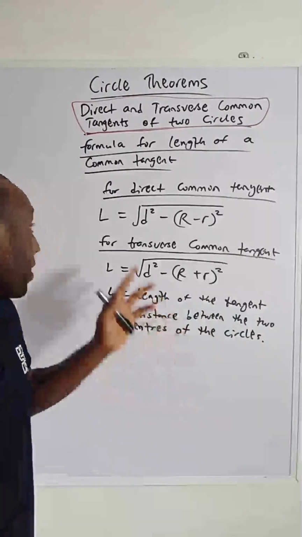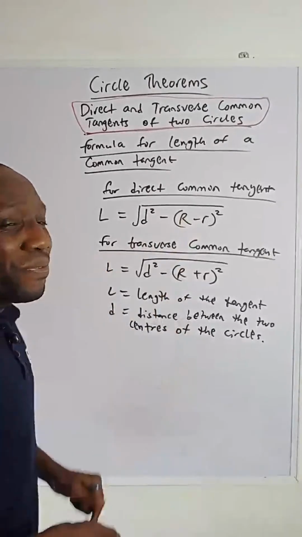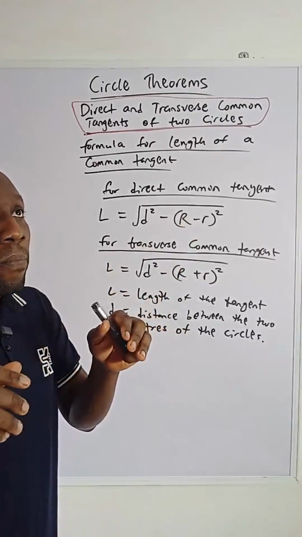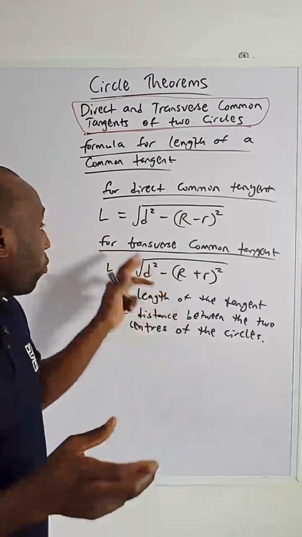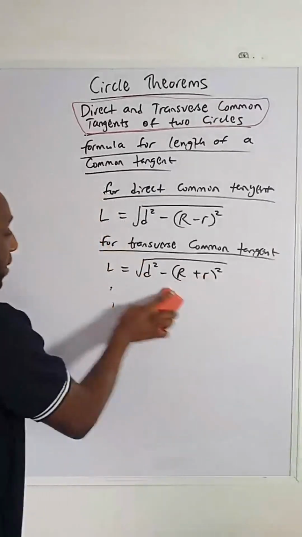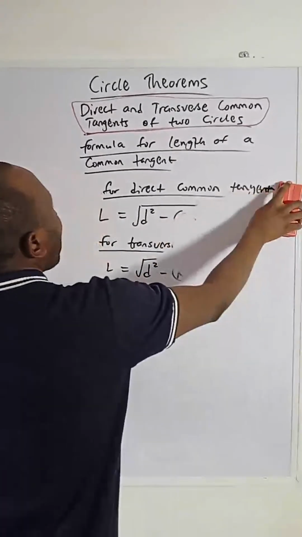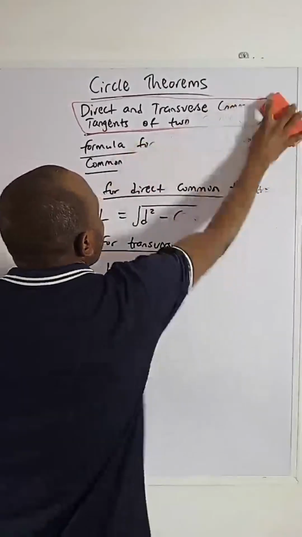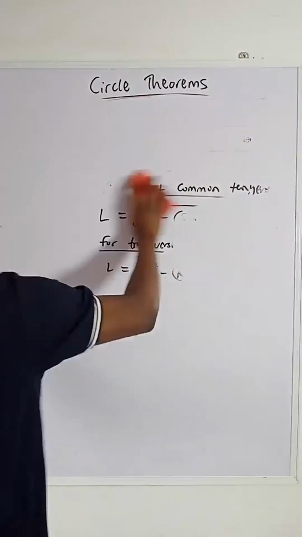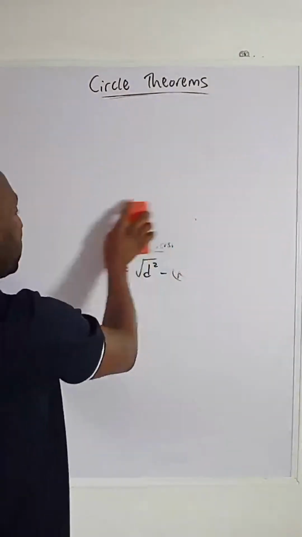So the two formulas are here now. For transverse, this formula is very easy to use. The other method, you would need to do some other work behind it. But with this formula, you plug directly into the formula and you get your answer straight up. So please, if you have not taken a screenshot, I said you should. Okay, I need to take off most of these things so we have space at the top. You already know what we're talking about, direct and transverse common tangents.